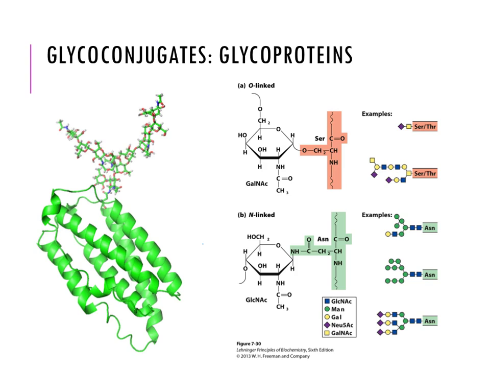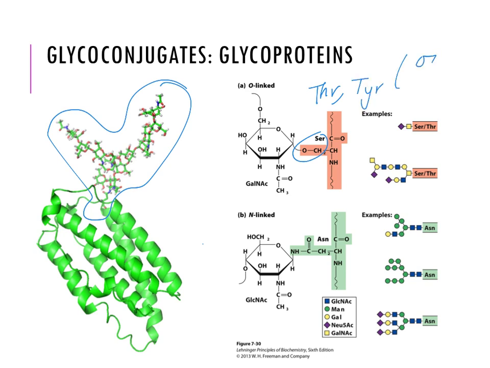But what I wanted to show you is how a glycoprotein is made. So how is it that the carbohydrate is attached to the protein? The carbohydrate is attached to the protein either through a serine, a threonine, or a tyrosine, because these all have OHs on their side chains. Okay, so you can get an attachment there, or through an asparagine or a glutamine through the amide side chain.